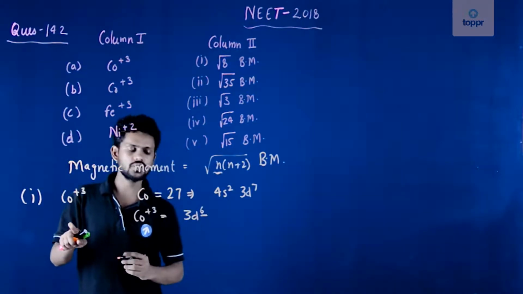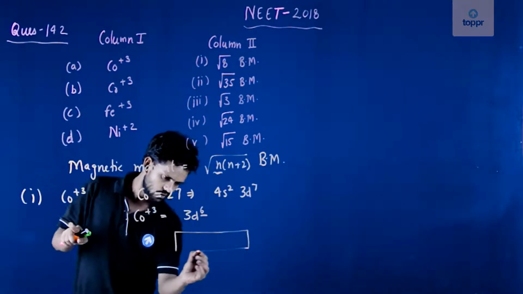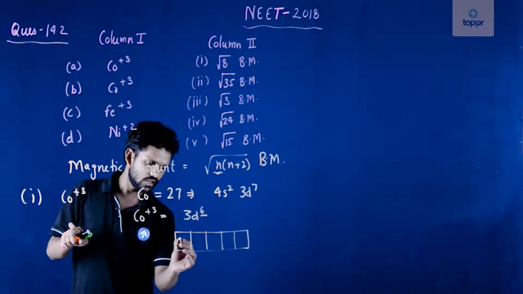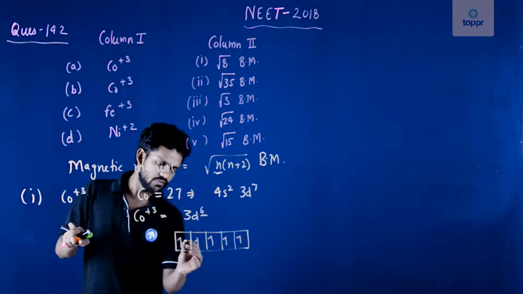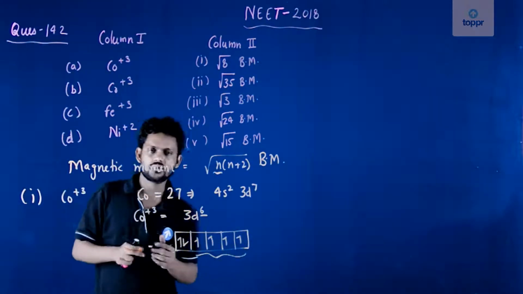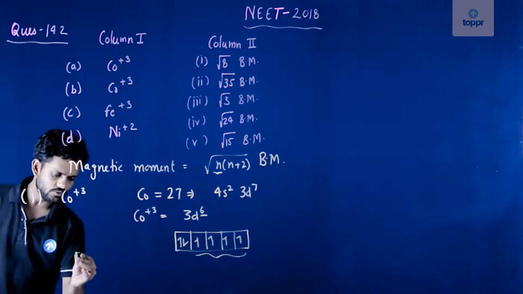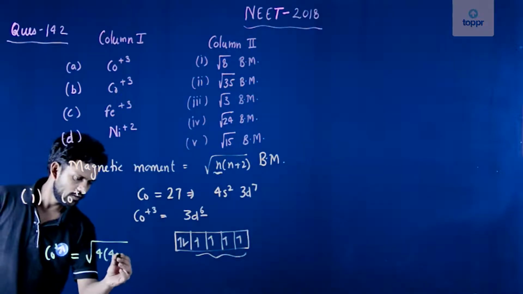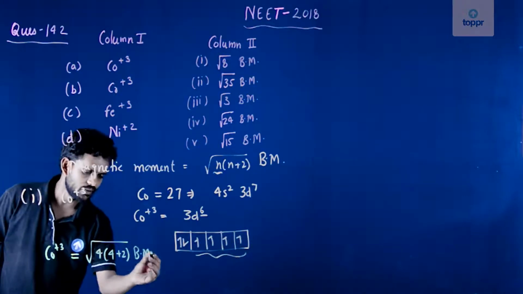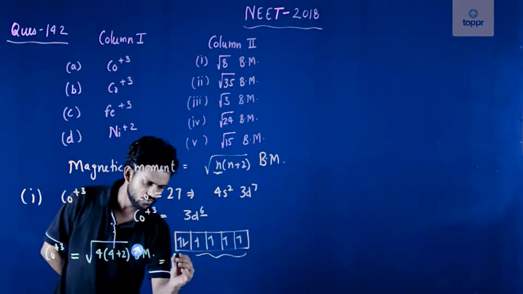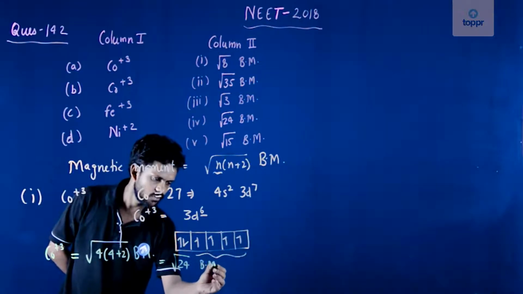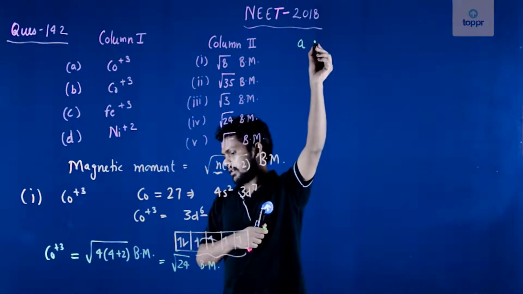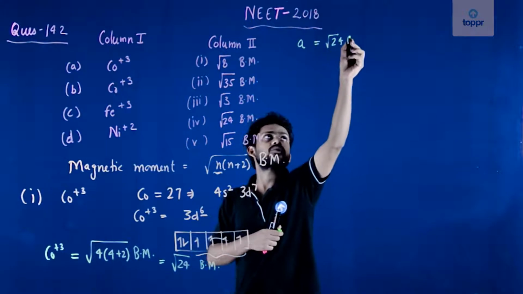So that means we have 6 electrons, and when we fill these 6 electrons into 5 d orbitals, because ligands are not present, definitely all of them will be degenerate. When we fill them up, 1, 2, 3, 4, 5 and 6, we are left with 4 unpaired electrons, right? So the magnetic moment for cobalt plus 3 is under root 4 into 4 plus 2 Bohr's magneton. That means 4 into 6, that means under root 24 Bohr's magneton. So for A, I have got root 24 Bohr's magneton.